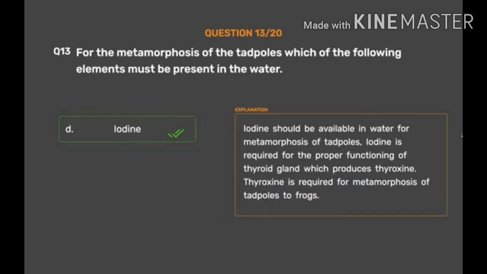Iodine should be available in water for metamorphosis of tadpoles. Iodine is required for the proper functioning of thyroid gland, which produces thyroxine. Thyroxine is required for metamorphosis of tadpoles to frogs.